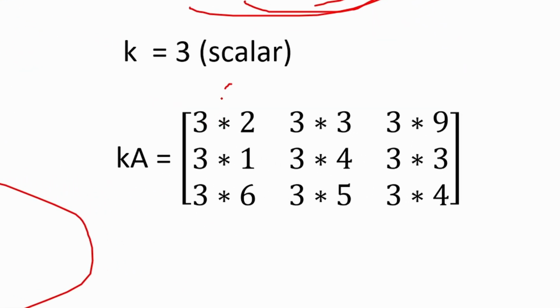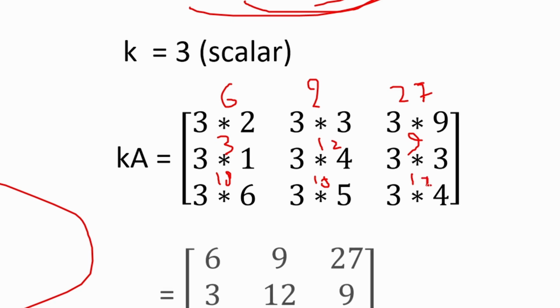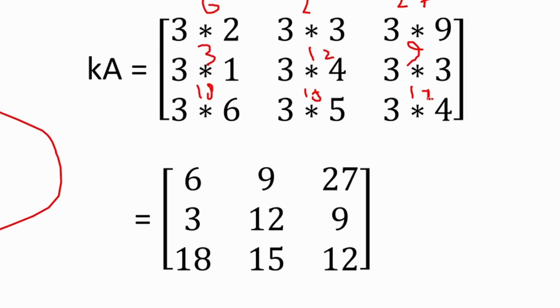3 times 2 is 6, 3 times 3 is 9, 3 times 9 is 27, 3 times 1 is 3, 3 times 4 is 12, 3 times 3 is 9, 3 times 6 is 18, 3 times 5 is 15, 3 times 4 is 12. Yes, that's the answer to this scalar multiplication.